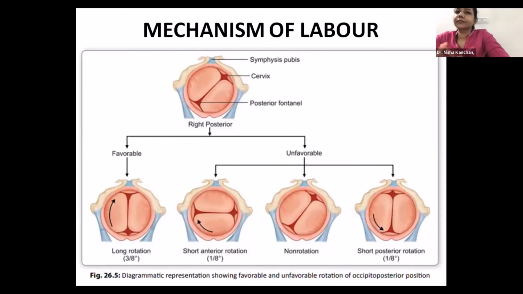Okay. So there are different outcomes which we can have in occipito-posterior position. In this, we can have long rotation, that is for the occiput. Now, if you see in the first figure, the triangular shaped area is the posterior fontanelle. So you have to imagine that the occiput is that side. The diamond shaped area is the anterior fontanelle.